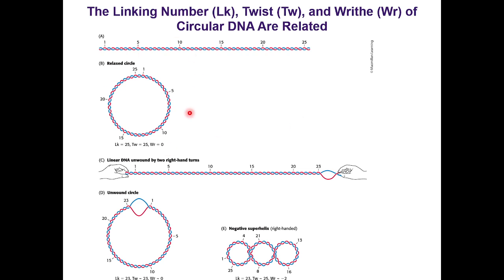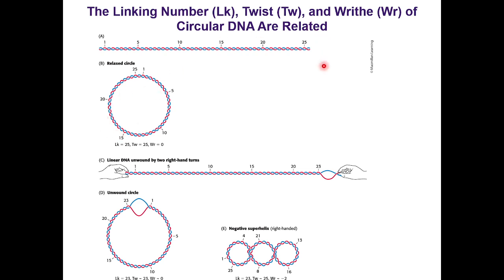So again, this is going to be some of the different structures. Right here, we have those linkages, the 1, 5, 10, 15, 20, 25. And we can see that right there. This actually is related to then this linked circle or relaxed circle right here. And so this would just be this joined back onto itself in a circular form, right? This one being the straight chain. And so our link number is 25, our twist number is 25, and our writhe is 0 in this case.